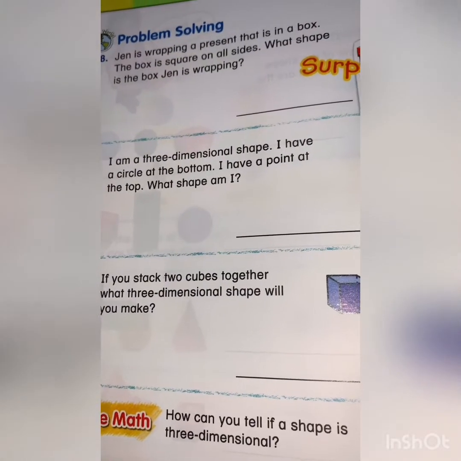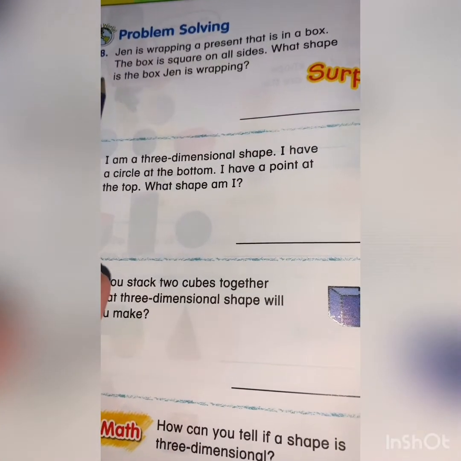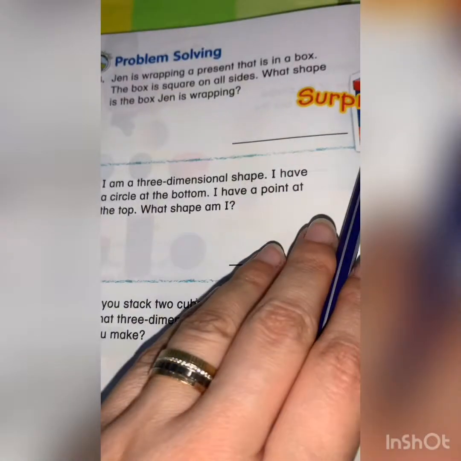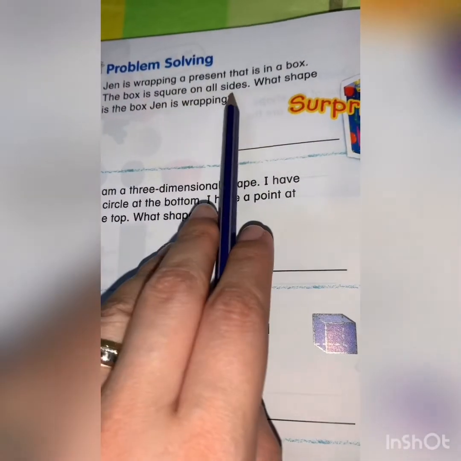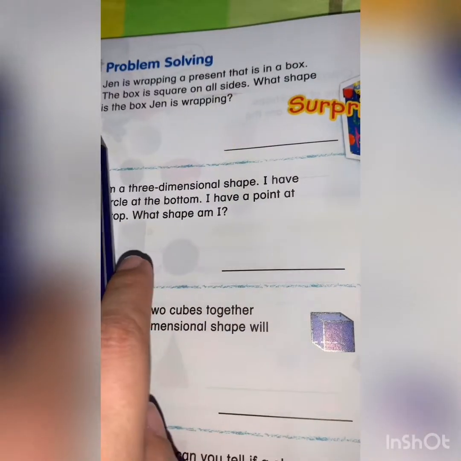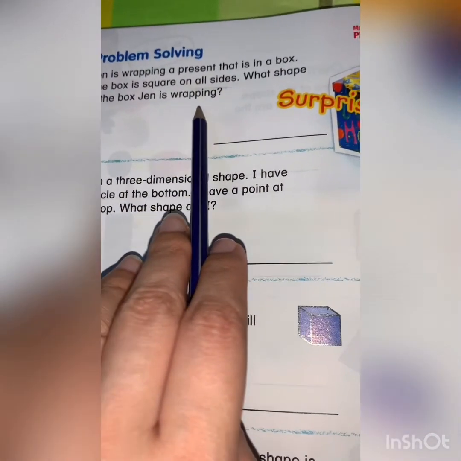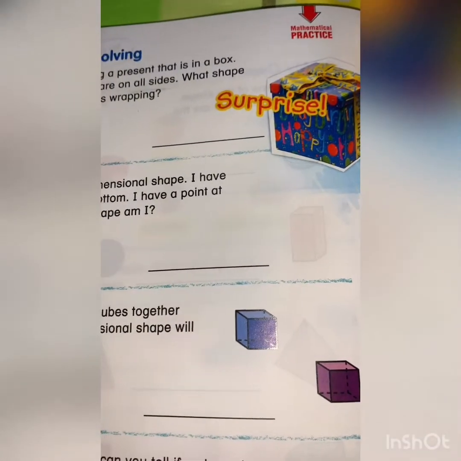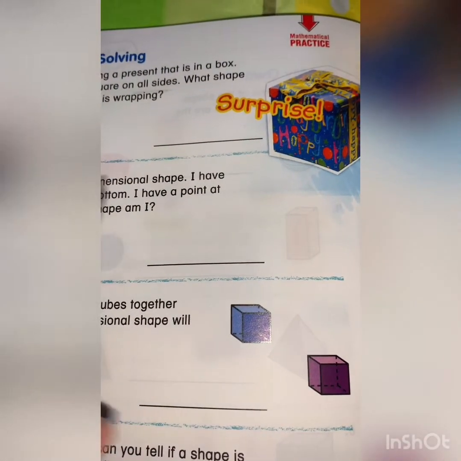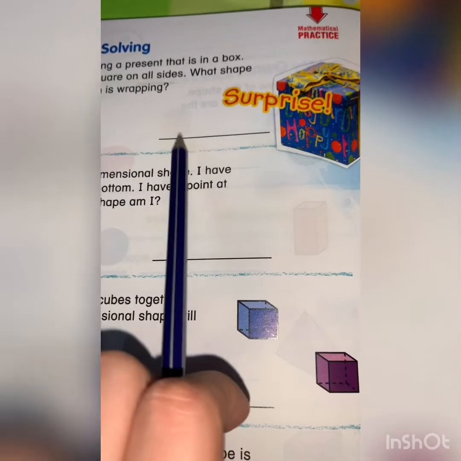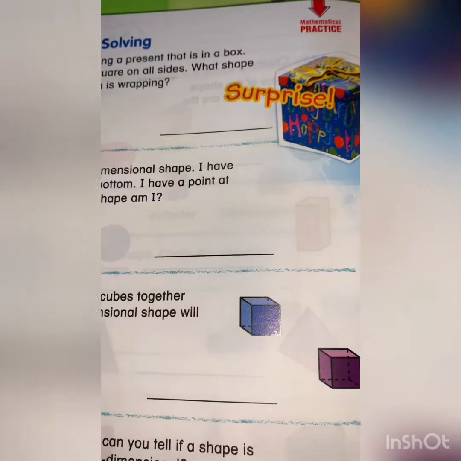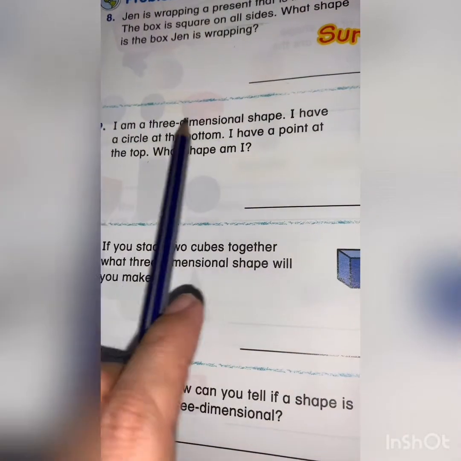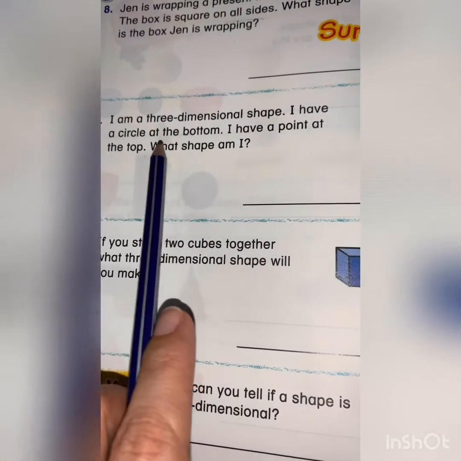As for page 762, here we have number 8. Jen is wrapping a present that is in a box. The box is square on all sides. So what shape is the box Jen is wrapping? If all the sides have a shape of square, so what's my 3-dimensional shape? Yes, good job, cube.